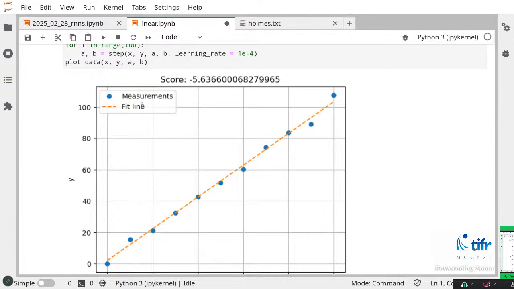So let's say, what should we try to do? Increase the learning rate, right? So this is 1e minus 4. 1e minus 4 just means 0.0001. So there are 3 zeros before.